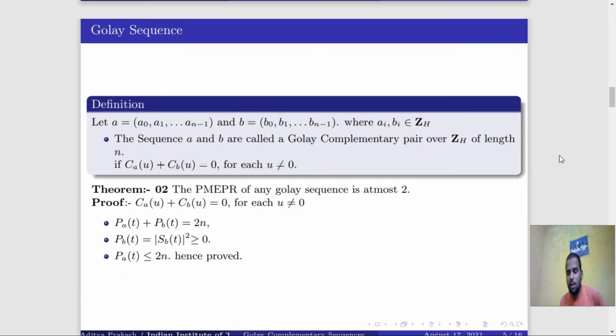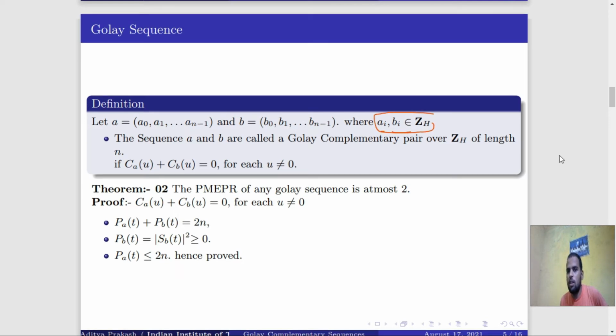What is the Golay sequence? Let A be the sequence A0, A1, up to A(n-1), and B be the sequence B0, B1, up to B(n-1). Here Ai and Bi belong to Z_H. For example, if we take Z2, that is binary, and if we take Z4, that is quaternary, and Z8 is octary. It depends upon whatever H we take.